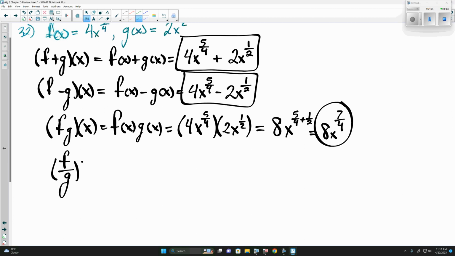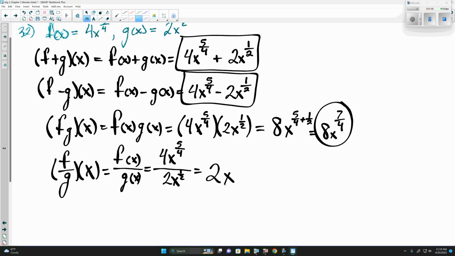And lastly, we have division, f divided by g of x. So that'll tell us that we have f of x divided by g of x. So f of x in our case is 4x to the 5/4. G of x is 2x to the 1/2. Now the first thing we can divide with this here is the 4 and 2. 4 divided by 2 is 2. And whenever we divide like bases, we subtract the exponents. So we'd have 5/4 minus 1/2. And again, at this point, we can do this in a calculator. I believe it'll give us 3/4. And that would be it for division.